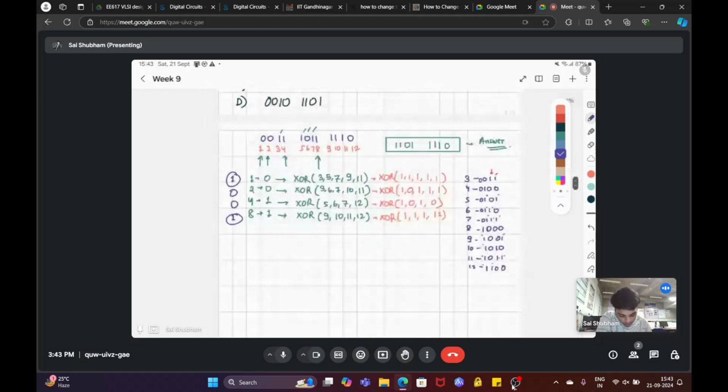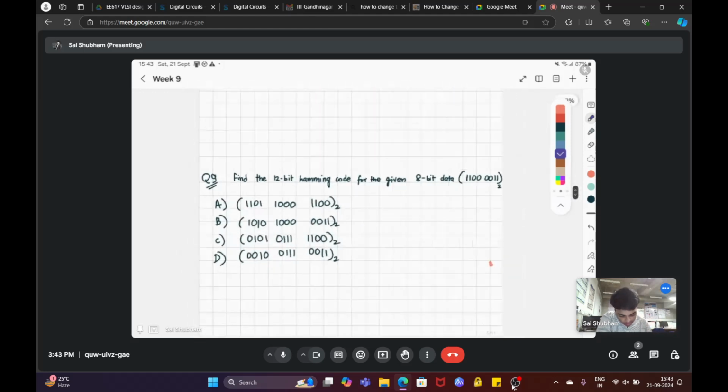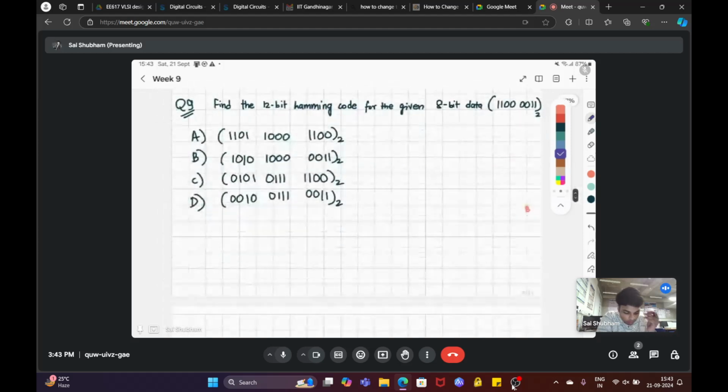So moving on to the next question. Find the 12-bit Hamming code for the given 8-bit data.